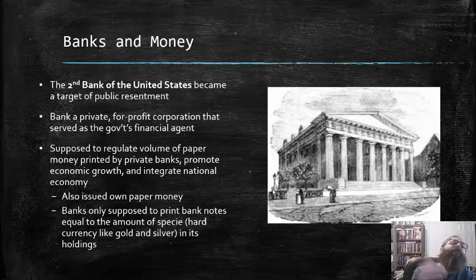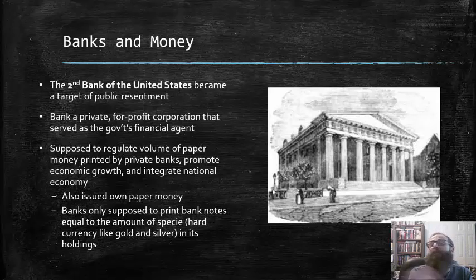By this time, the charter for the first national bank, the first Bank of the United States, put in place by Alexander Hamilton, had expired, and a new charter for a second Bank of the United States had been issued. Now, like the first bank, this bank was a private, for-profit corporation that served as the government's financial agent. The bank was supposed to regulate the volume of paper money printed by private banks. Remember, private banks at the state and local level still printed their own monies at this time. The bank was also supposed to promote economic growth and overall integrate the national economy.